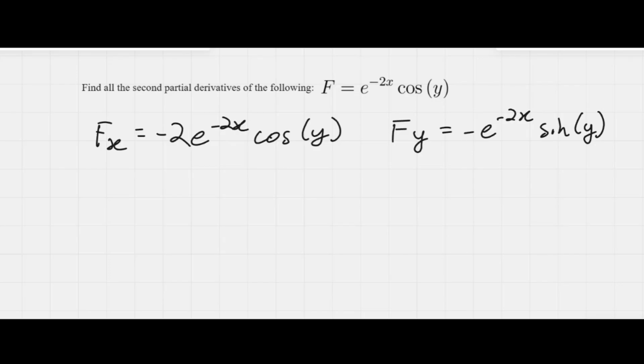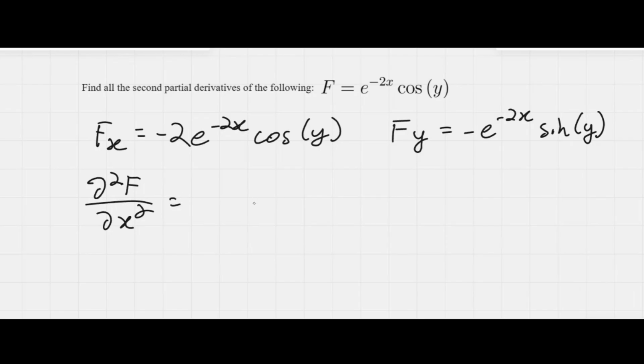We're not done yet, though, because now we have to find the second partial derivatives. So what that means is we're trying to find the partial derivative of the partial derivative of f with respect to x, with respect to x. And so I'm going to use the del notation now to make it a lot easier for us to look at visually. So del squared f over del x squared.